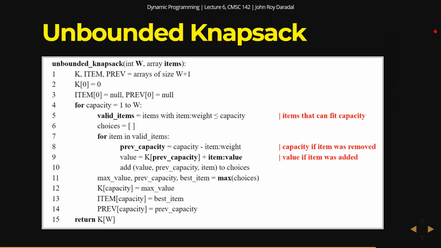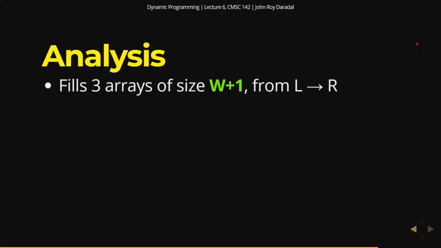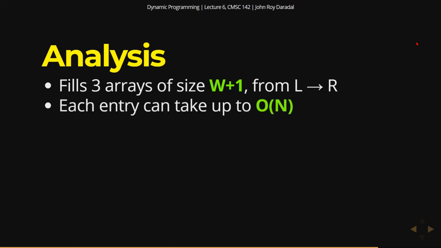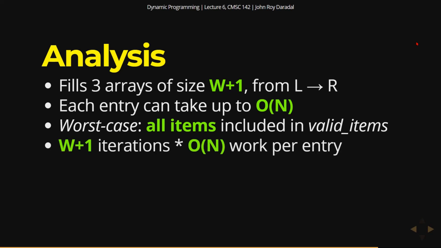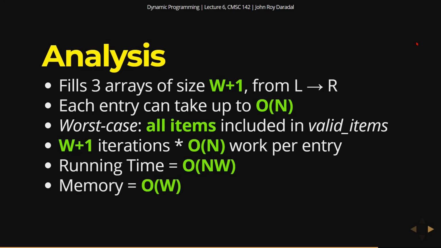Okay, so back to yellow. We're filling up 3 arrays of size W plus 1 from left to right, and each entry can take up to O of n time, because as I mentioned, all items could be valid. So there are W plus 1 iterations, and O of n work per entry, so the running time is O of nW. And then the memory is O of W, because we are using arrays of size W plus 1. So it's only one dimensional, so O of W. Okay, so that's the analysis.